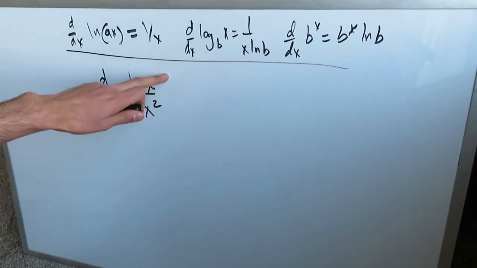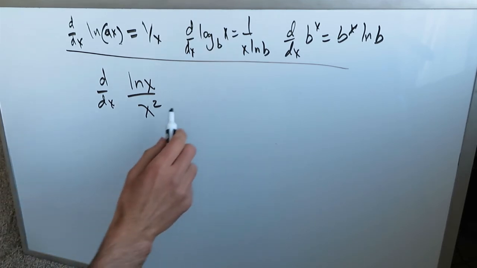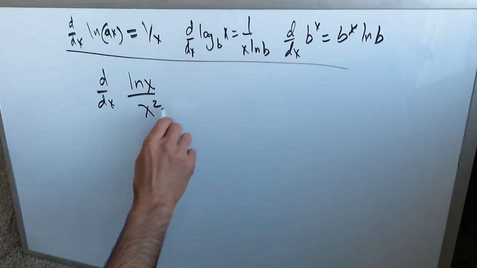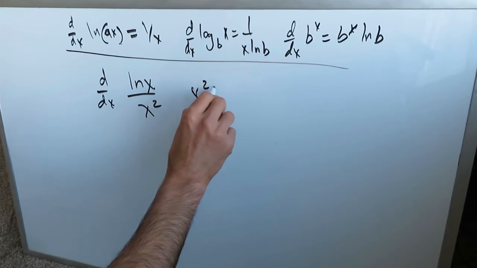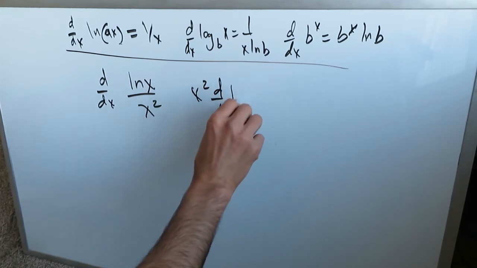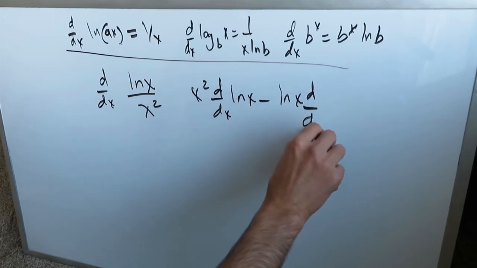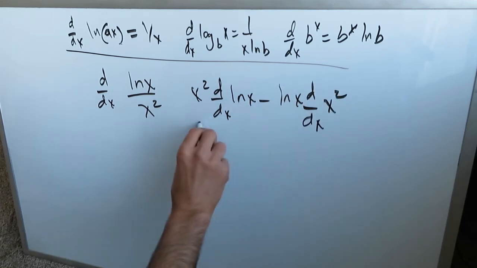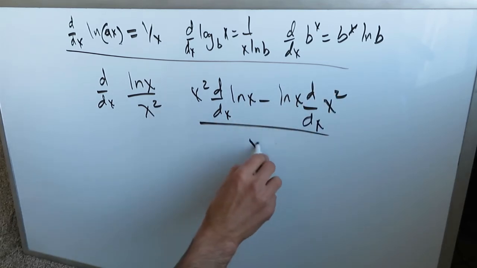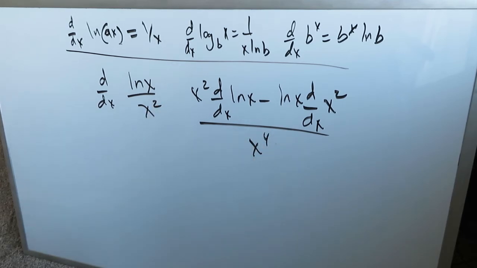We have the f function here on the top, the g function on the bottom. We have to use a quotient rule over here. We'll do the g function, which is x squared, multiplied by the derivative of the f function, minus from that the f function and the derivative of the g function, divided by the g function squared, which will be x to the 4. x squared squared is x to the 4th.